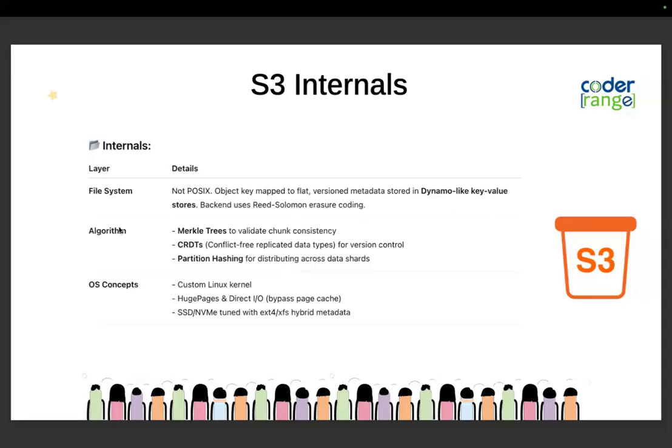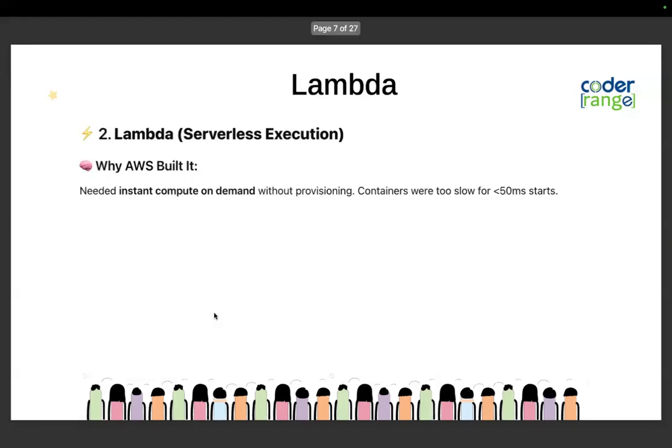S3 internally uses a file system, not a POSIX approach. It uses an object key map to flat, with versioning metadata stored in a Dynamo-like key value storage. They also use an internal algorithm called Merkle trees, and conflict-free replicated data types for version controlling and partitioning also. So that is the internals.